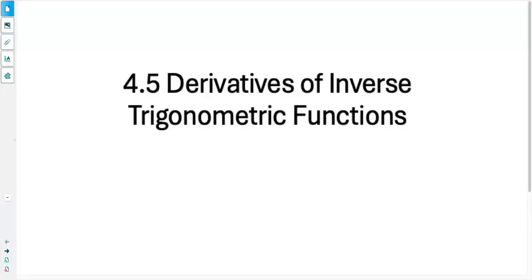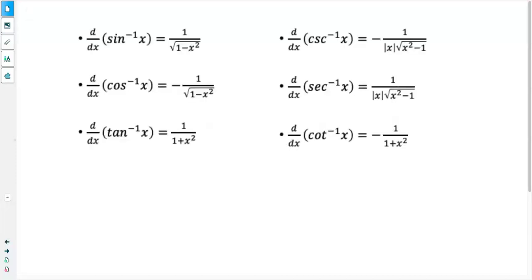Hi, today we are looking at derivatives of inverse trigonometric functions. So I have six different derivatives here. We've got the derivative of the inverse of each of our primary trig ratios, as well as the derivative of the inverse of each of our reciprocal ratios.